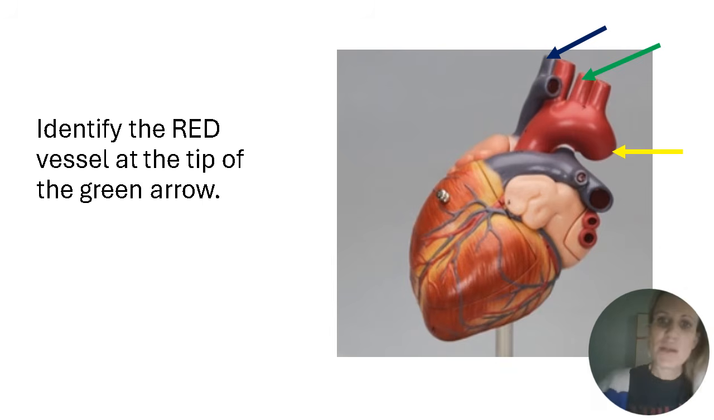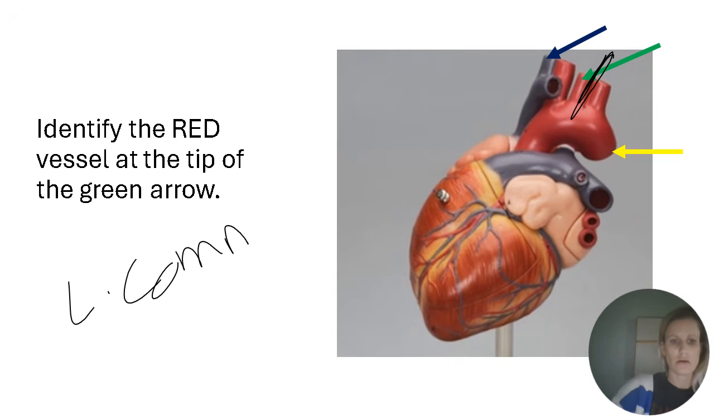We just mentioned this one, but this is the second branch off of the aortic arch. Remember, the second branch off the aortic arch is going to go right up the left side of the neck, and that's the left common carotid artery.